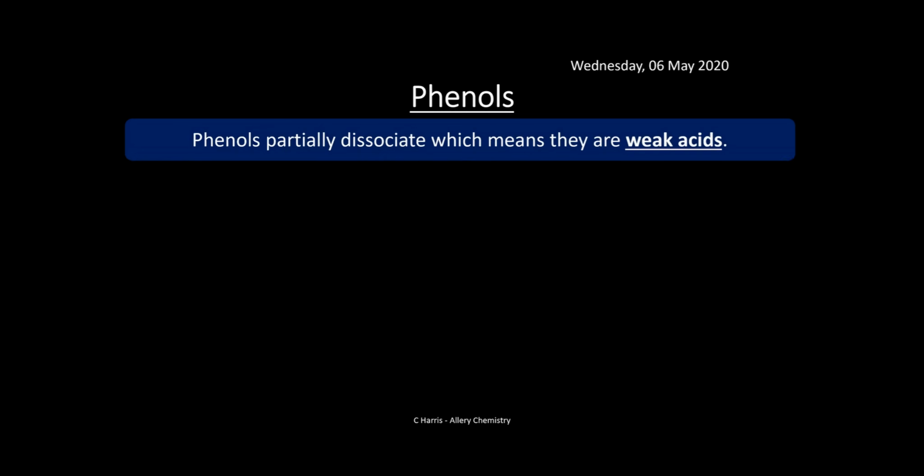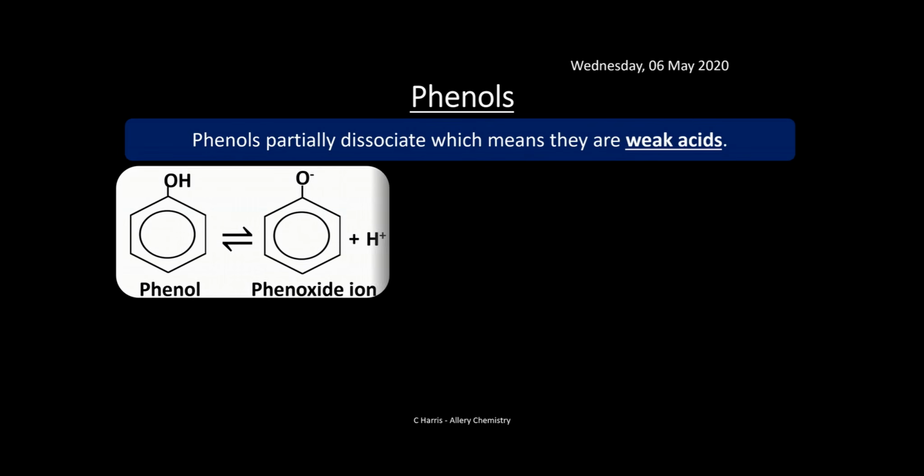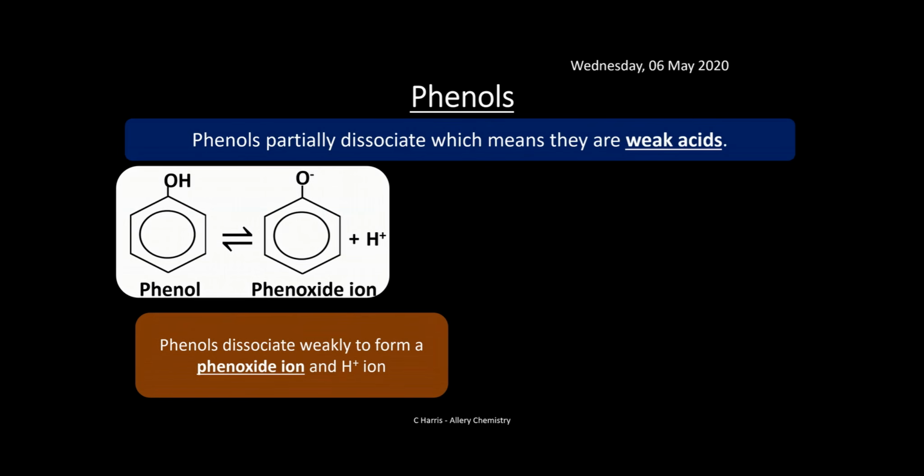Okay, so let's go back into phenols in particular. Phenols partially dissociate, which means they're actually weak acids. So you can see here we've got phenol, and it's partially dissociating, losing its H+. Remember, for something to be a Bronsted-Lowry acid, it loses its proton. But if it's a weak acid, it means that the equilibrium lies well over to the left. So it's not going to dissociate fully, so you're going to get a lot of this and not much of this.